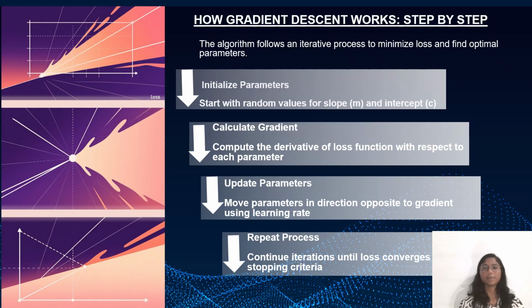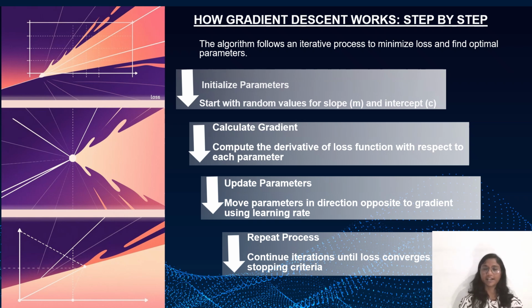So here are the step by step how the gradient descent works. This algorithm follows an iterative process to minimize loss and find optimal parameters. So first is initialize parameters. Start with a random value for slope m and intercept c. Here we choose some random values of m and c.